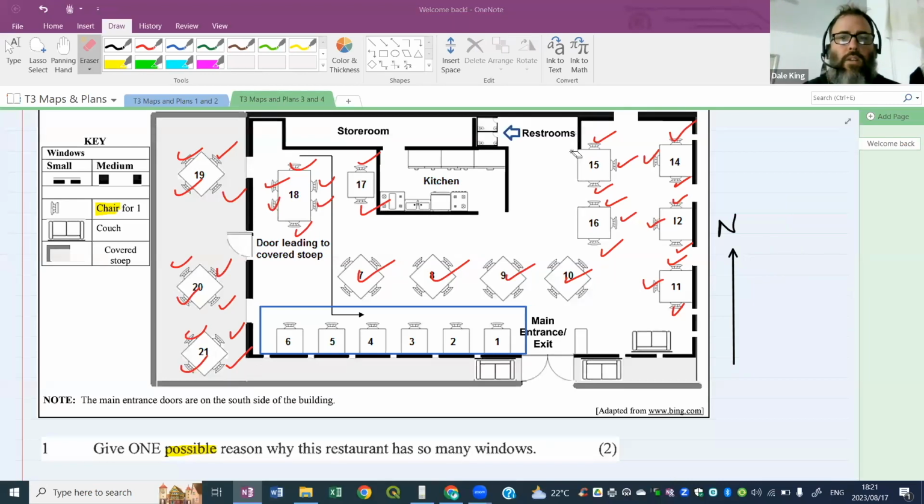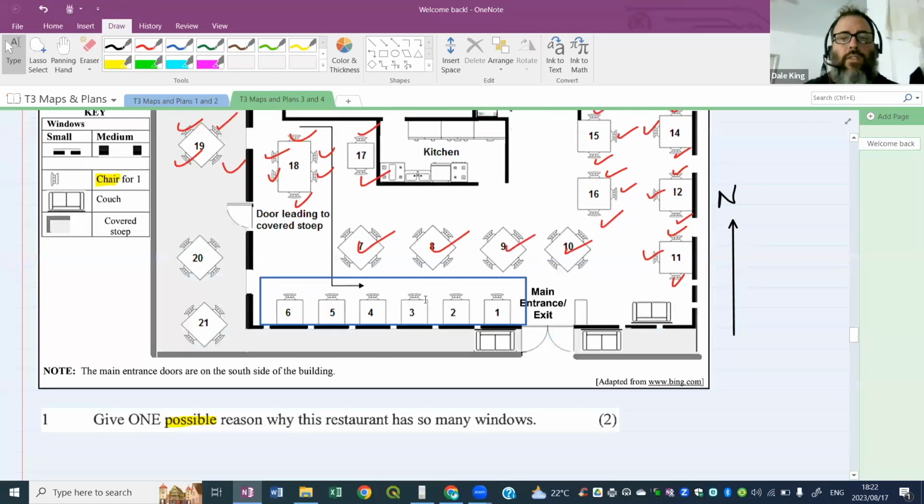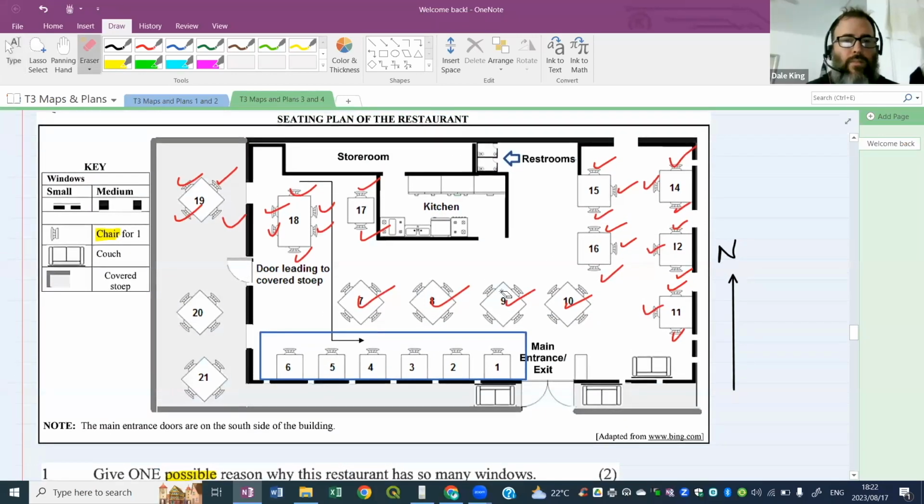No, I want to ask, sir, about facing the wall from the south side. Okay. So if we look at our arrow, yeah, I'm with you. Can I tell you what I think, sir? It says facing the wall from the south side. Let me go to the question again. Determine the number of seats directly facing the wall on the south side. So don't they mean the ones that are facing down? Yes, they do. They mean the ones facing down.